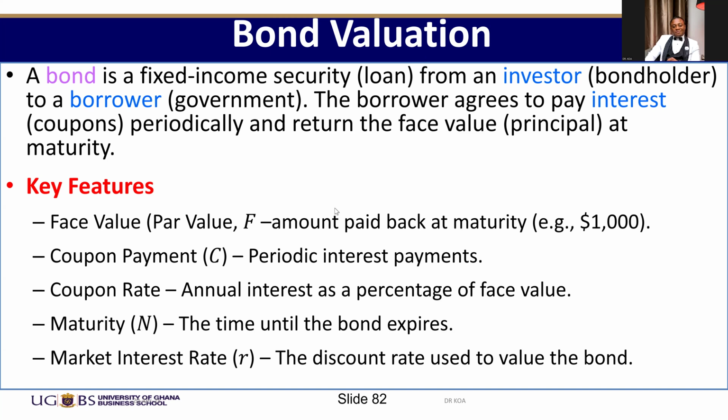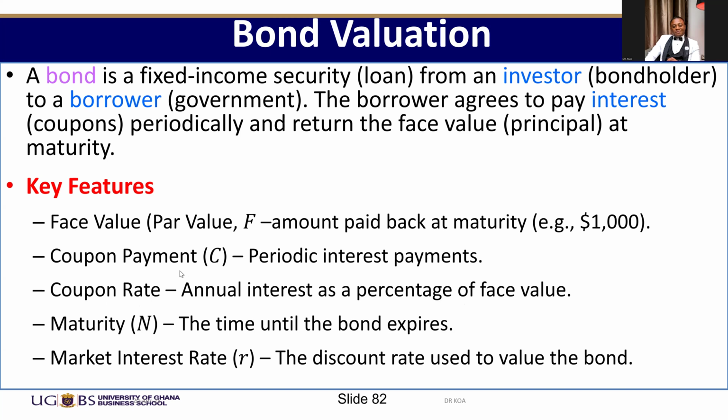So one of the key features of a bond is that you have a face value, which we spoke about, the amount that is paid back at maturity, let's say 1,000. You have a coupon payment, which is a periodic interest. You have the coupon rate, which is the annual interest as a percentage of the face value. You have the time it matures, or expires, which is the maturity. And then the interest rate, the discount rate used to value the bond at the time of purchase.